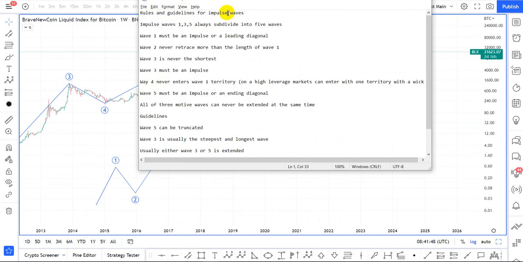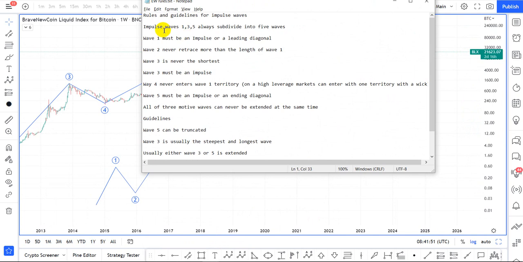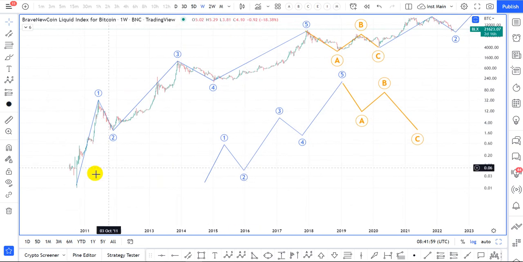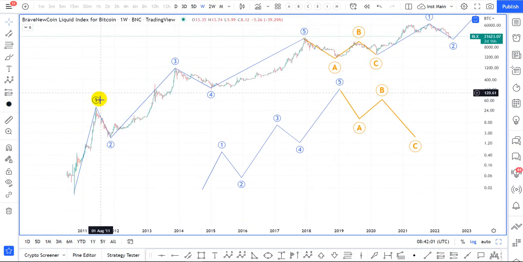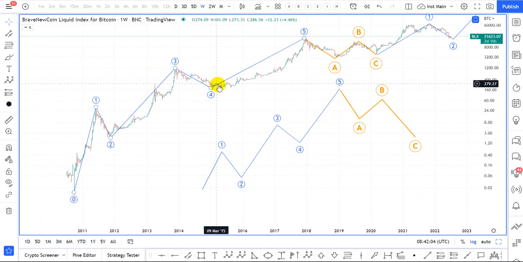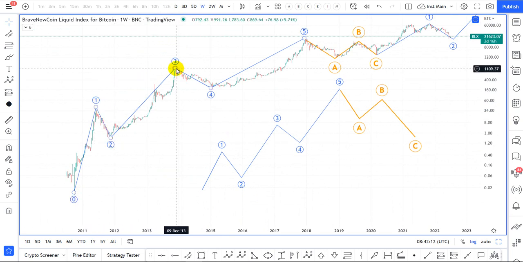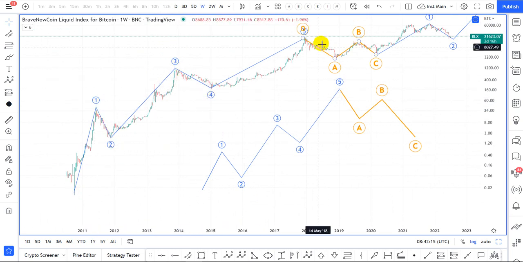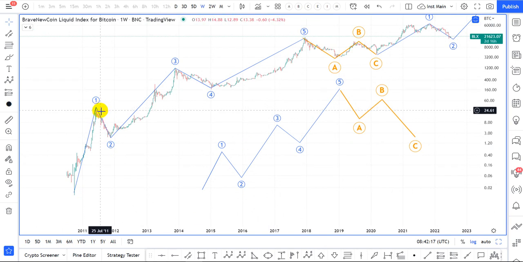Let's copy that one. First of all, there are impulse waves 1, 3, and 5, and they can also be subdivided into 5 waves. So if you look at the chart, here I have it marked for you: 1, 2, 3, 4, 5. Wave 1 is an impulsive wave because you can see a strong impulse going up. And there comes wave 3 with another strong impulse. And wave 5 is another impulse. And then you have the corrective waves A, B, C. And here's A, B, C. Let me actually mark it for you.